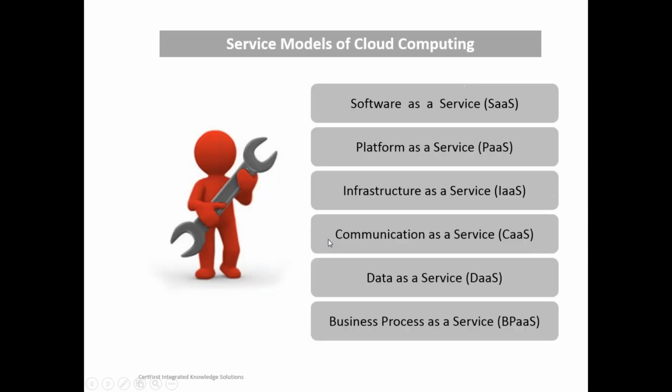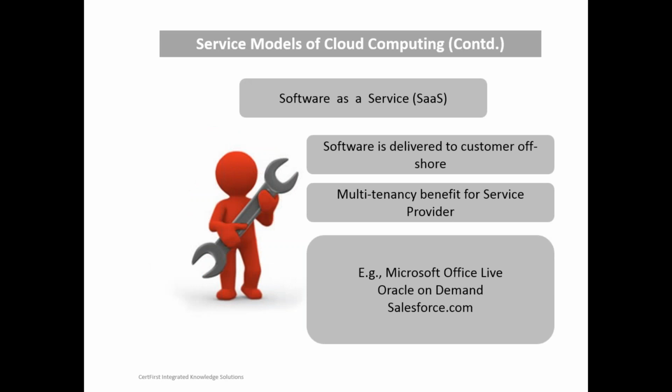All right. So these are the certain service models on the cloud, but the top 3 ones, software as a service, platform as a service, and infrastructure as a service, are the major ones. The rest of them are the byproducts or children of the top 3 ones. So let's talk about them one by one.